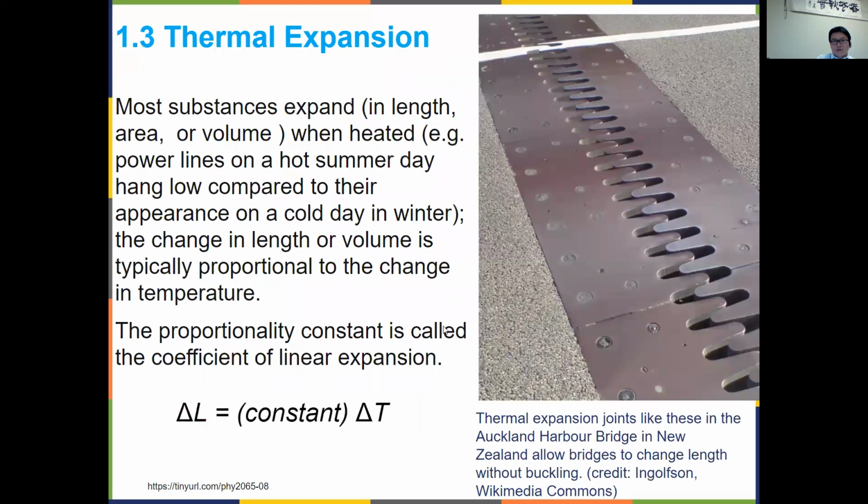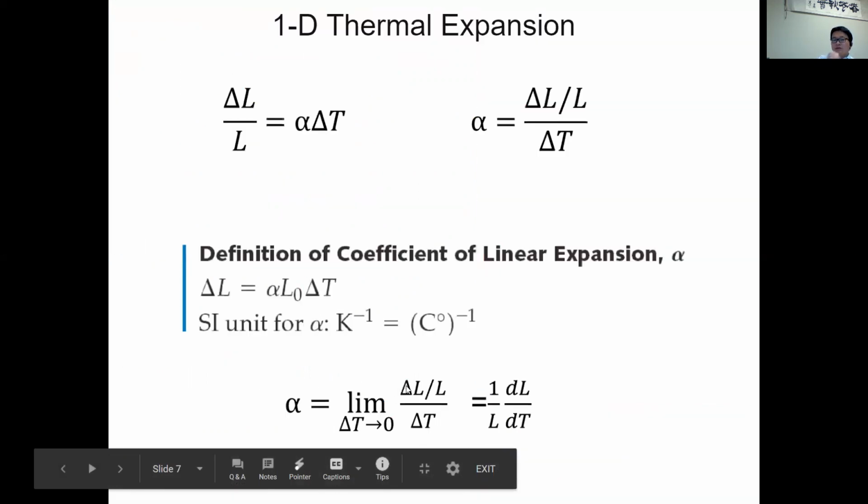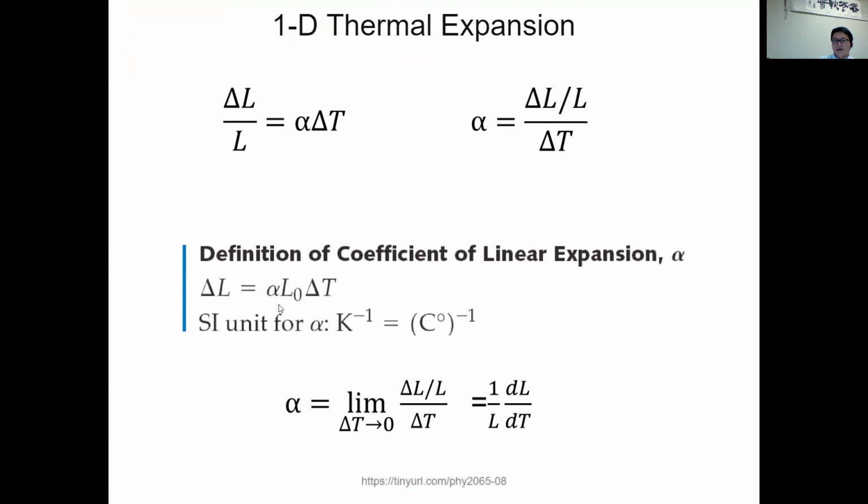All right, and then we also talked about thermal expansion. This is true for most materials. When you heat it up, it will expand. When you cool it down, it will shrink. And the amount of expansion or shrinkage is proportional to the temperature change. So put that into an equation: delta L is equal to alpha, which is the coefficient of linear expansion, or one dimensional expansion, times L naught, which means L initial, okay, times delta T, all right?